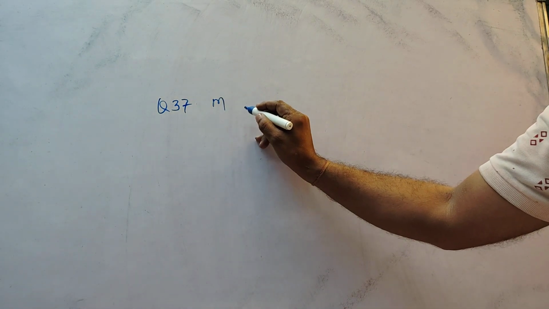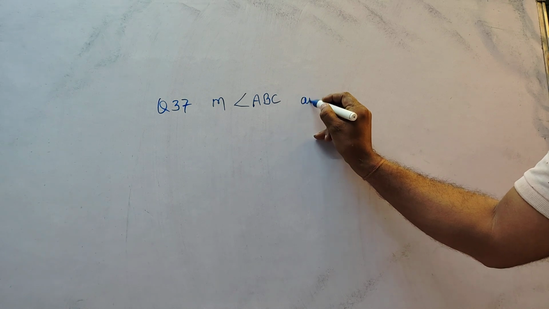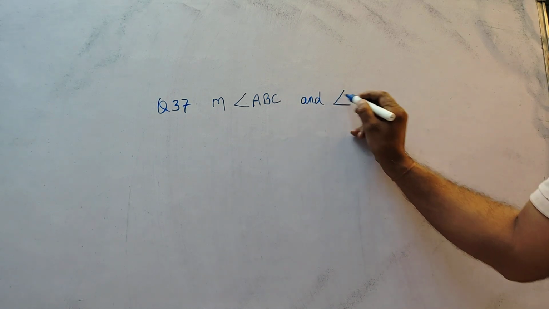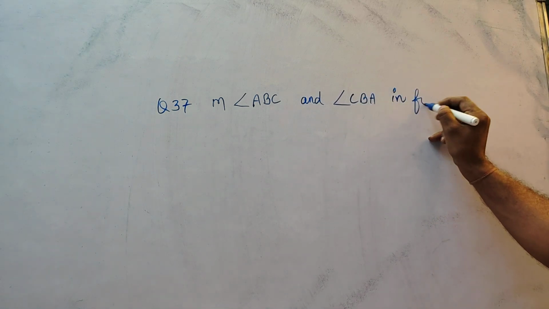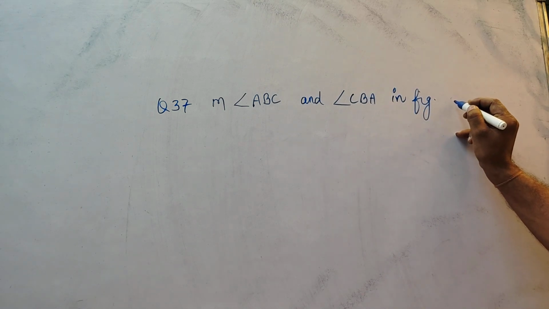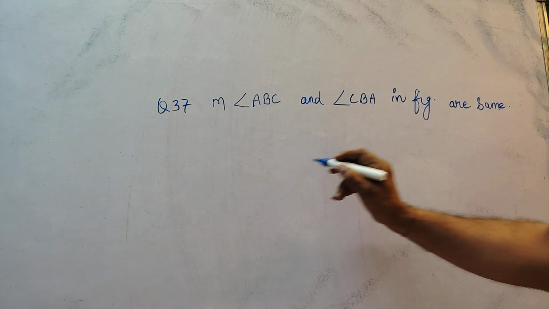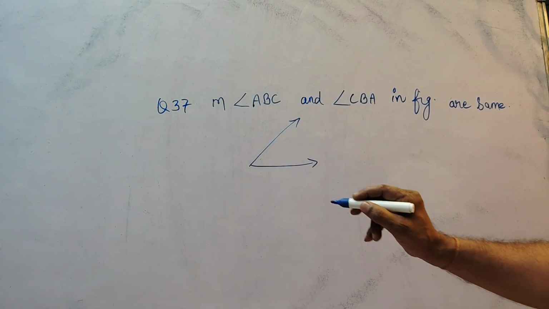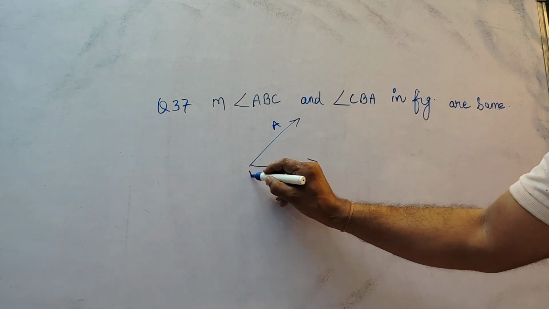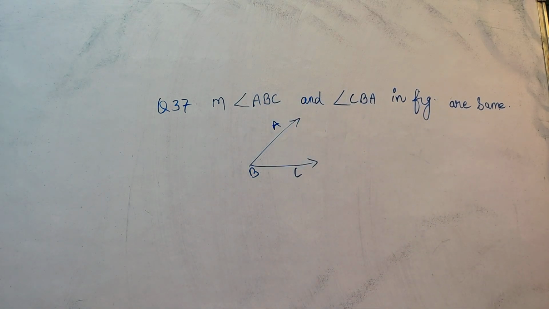Question 37. The measure of angle ABC and angle CBA in the figure are the same. So this is the given: the measure of angle ABC and CBA in the figure are the same. Is it true?